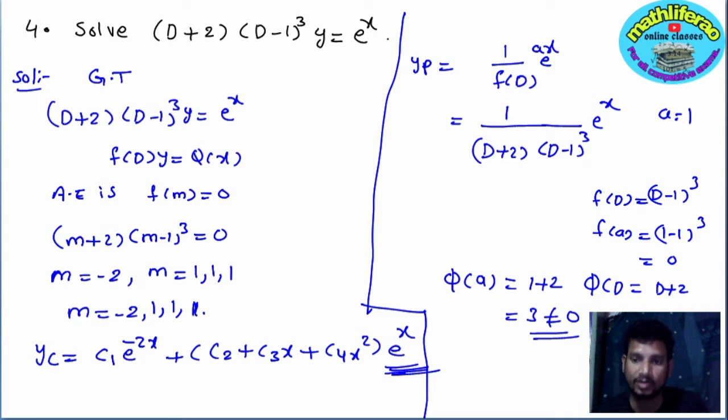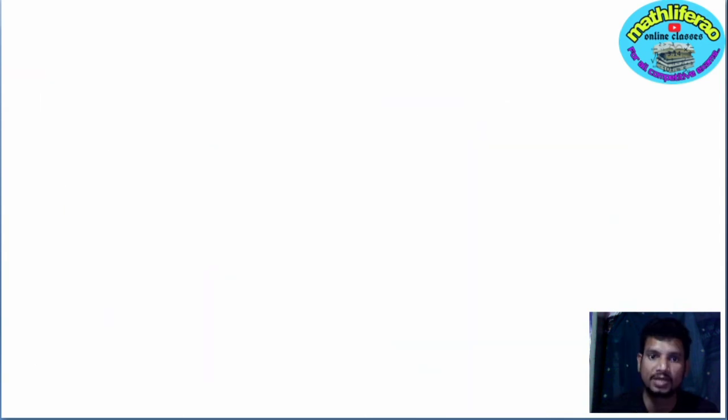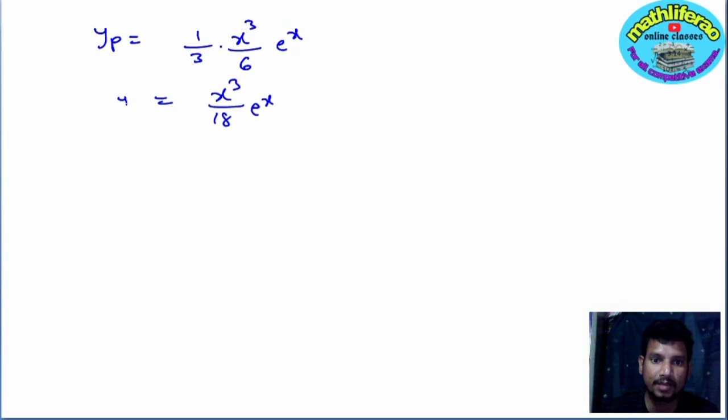Okay? Now using the third case we have to write our integral factor. That is, in the third case, here 1 by, replace 1: 1 plus 2, into, so here d minus 1 is 3 times repeated, then x cube by 3 factorial, 3 times repeated, means x cube by 3 factorial into e power x. So your particular integral yp equal to 1 by 3 into x cube by 3 factorial. 3 factorial means 6, into e power x, means x cube by 18 into e power x. This is the particular integral.